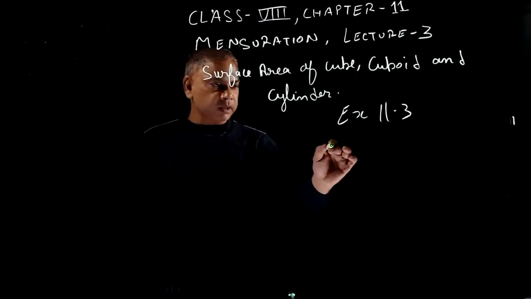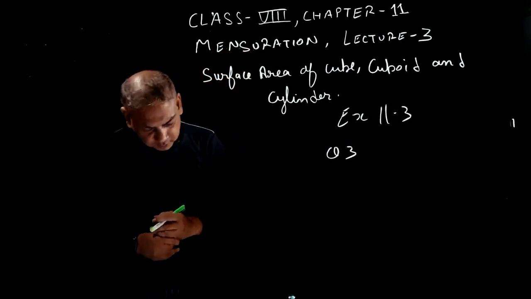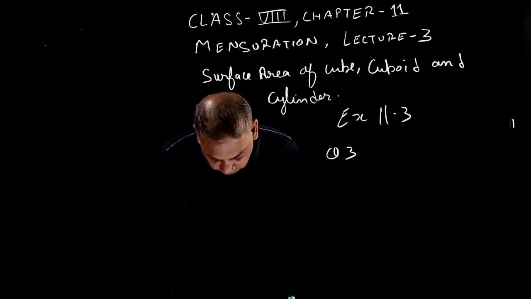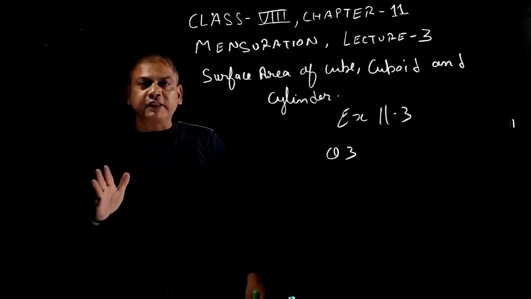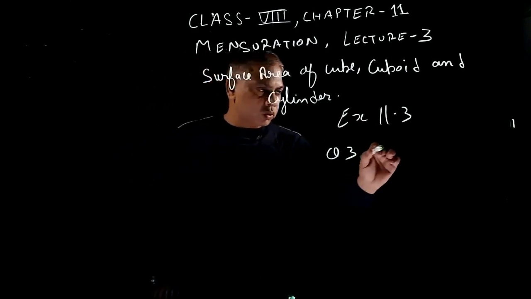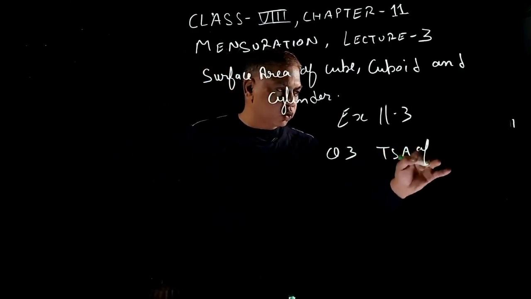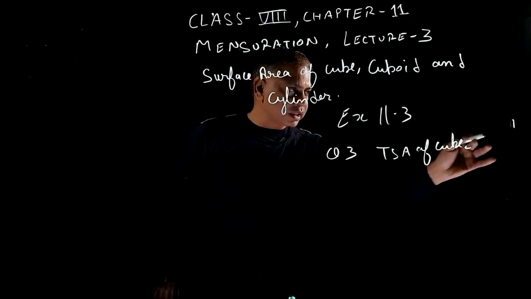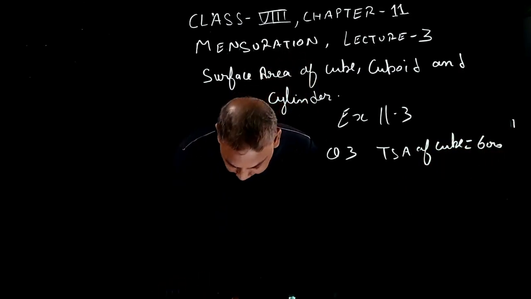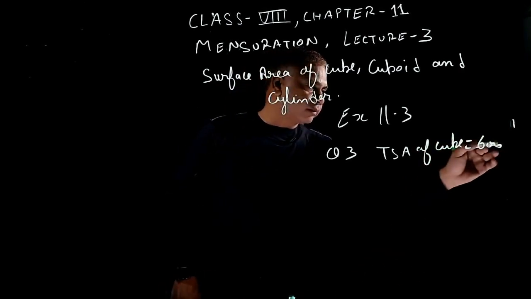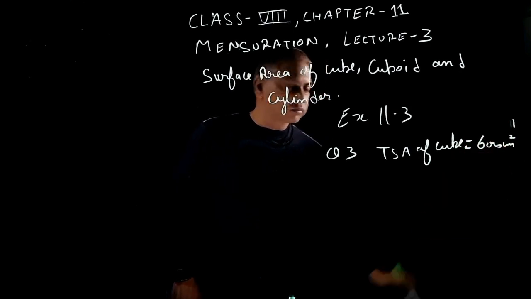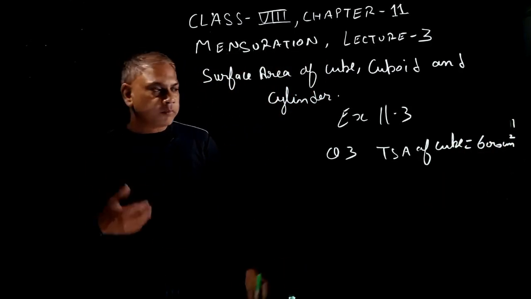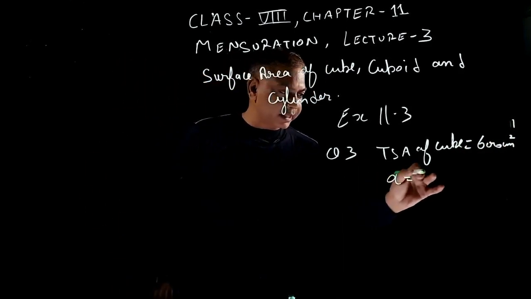Now come to question number 3 of exercise 11.3. Find the side of the cube whose surface area, surface area means total surface area, is given to us as 600 centimeter square. Okay, this is the total surface area of the cube. Find the side. You have to find the side.